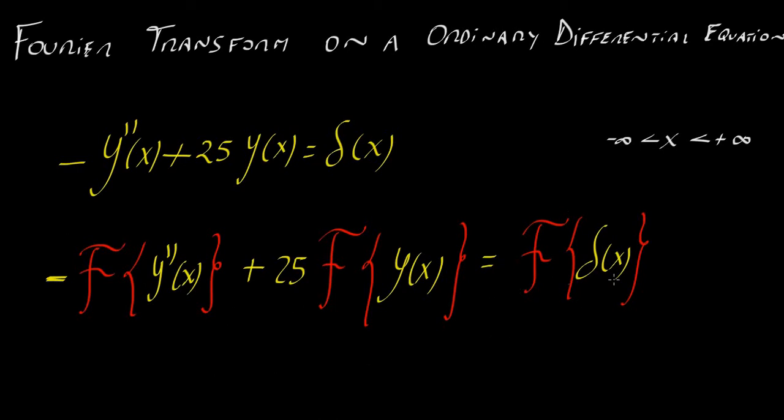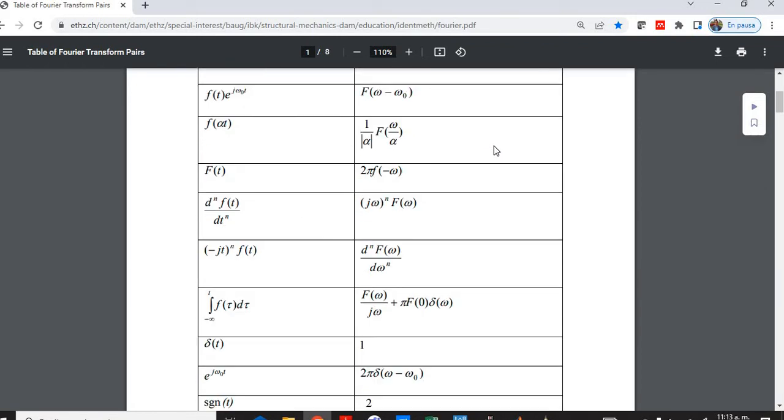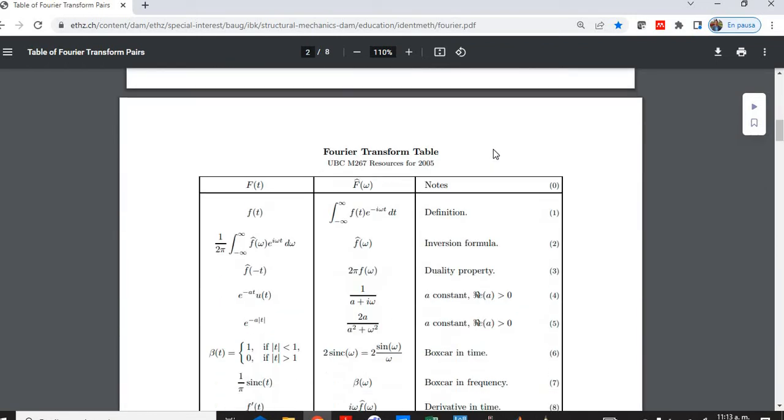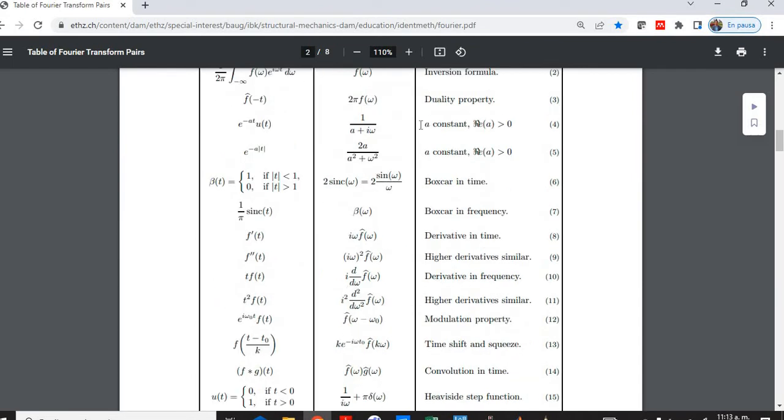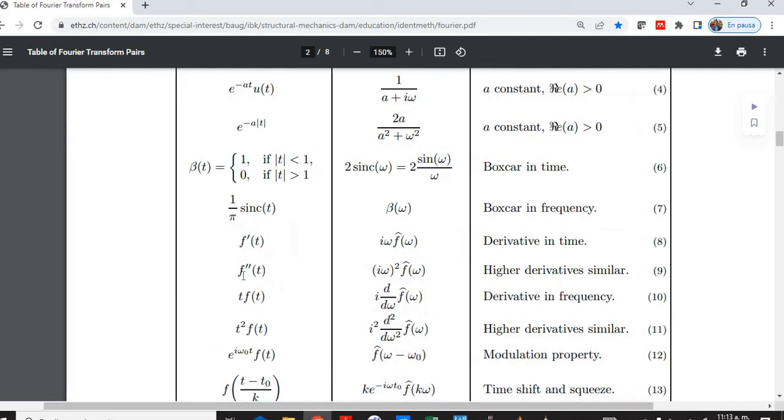Okay, let's use a table of the Fourier transform. I will provide the table in the description of this video. So the table I have here is a table for the Fourier transforms. For instance, the Fourier transform of the second derivative. Where can I find that? Let me increase the size of this. Second derivative, here it is. The second derivative is (iw) squared times the Fourier transform of f.